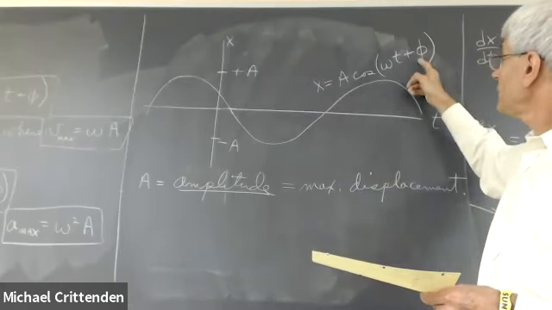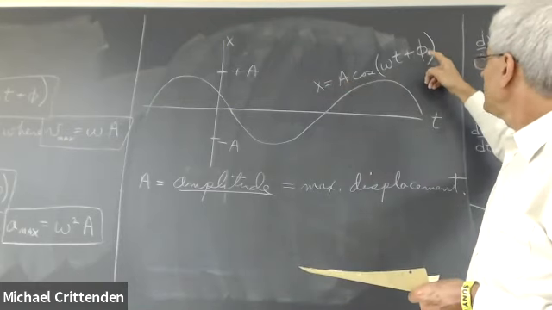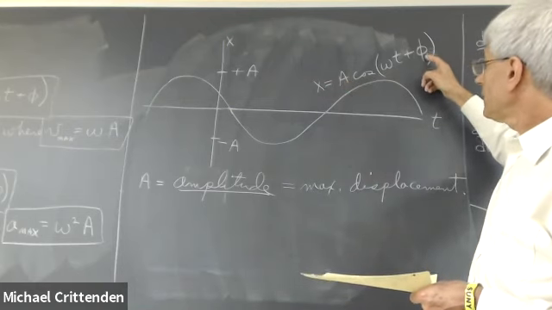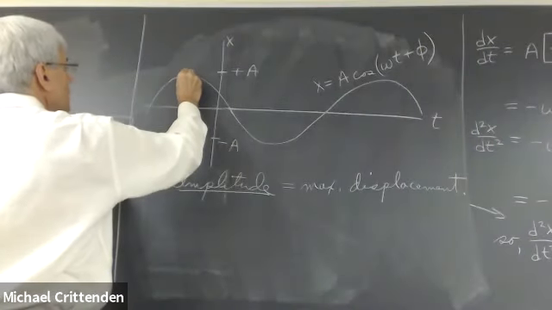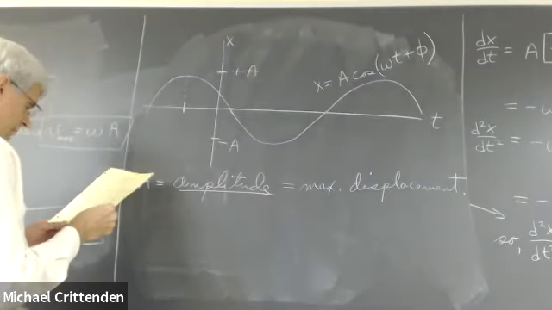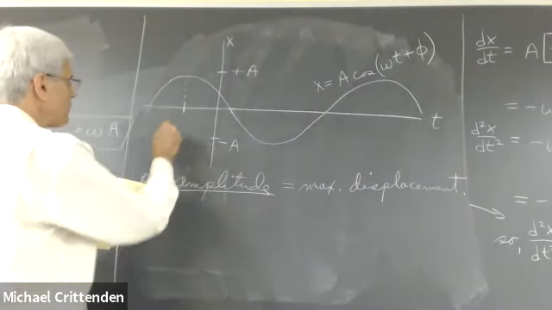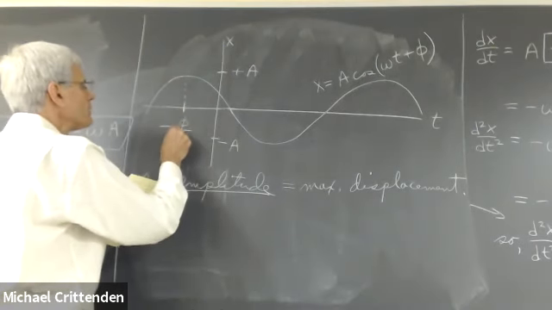And then there's this, so that's the one constant that I hadn't quite explained yet. The other one, phi. That particular value on the horizontal axis would be minus phi over omega.